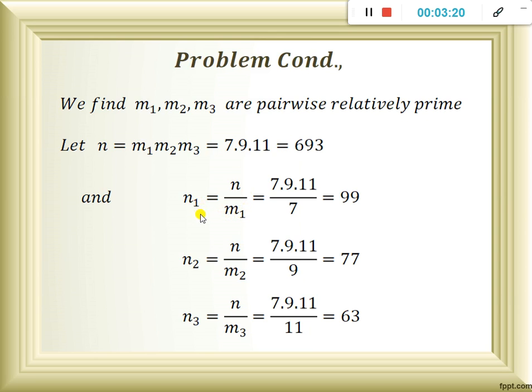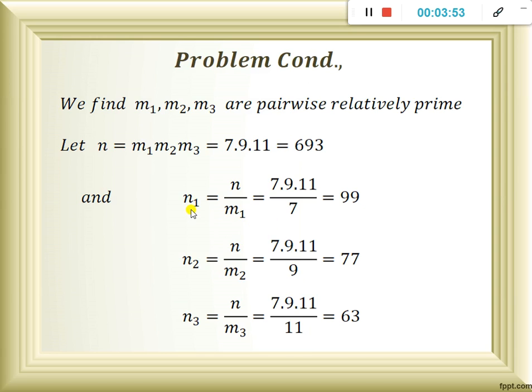So here replace i equal to 1, that is, we get n by m1. Just cancelling the 7 and 7, we get the n1 value as 99. Similarly, the n2 value is 77, the n3 value is 63. Why do we need to find three values? Because the given problem contains three congruences. That is the reason I am finding n1, n2, n3 with the proper substitution in the given equation.